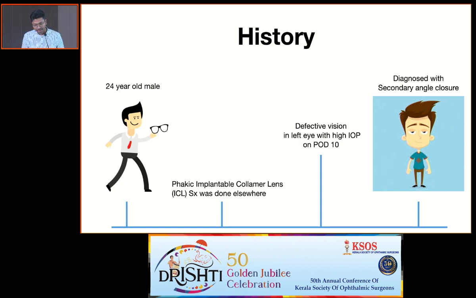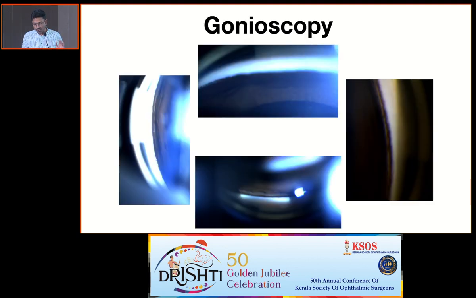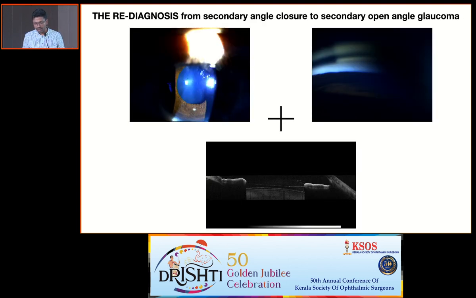But what happened is, actually, when we looked into the gonio, he had a pigmentary glaucoma, which is due to the iris rubbing the ICL, and it's causing the blockage. We diagnosed him, and he went for a trabeculectomy. Now he is doing very well.